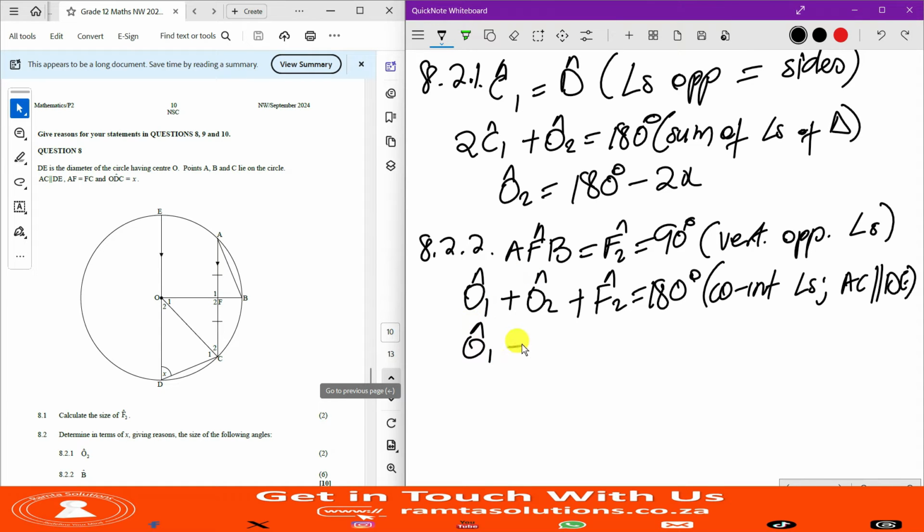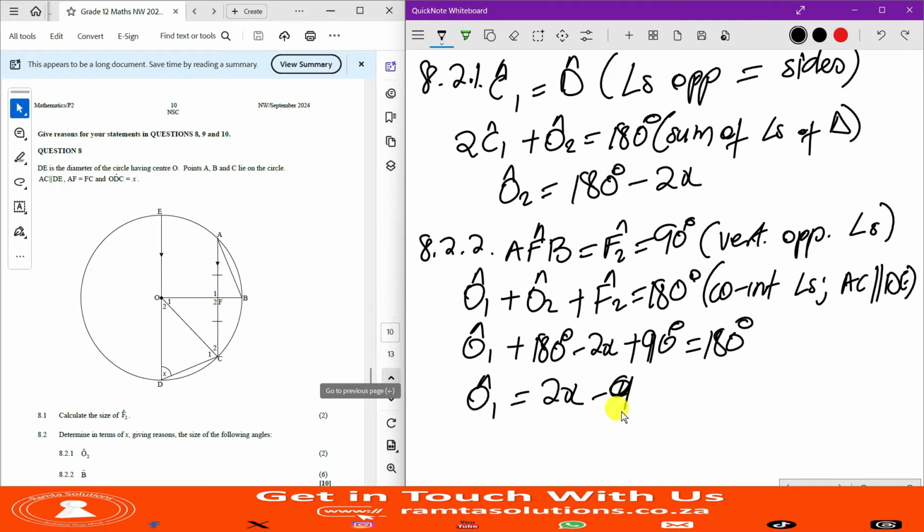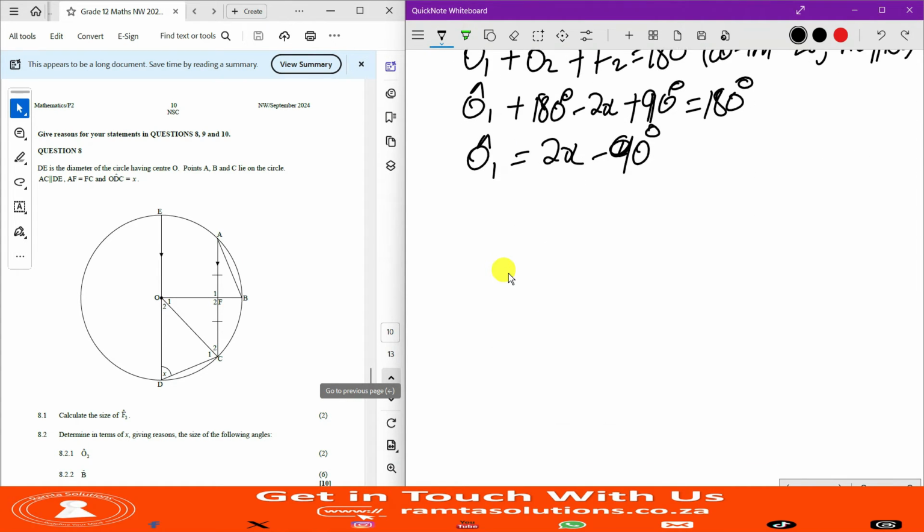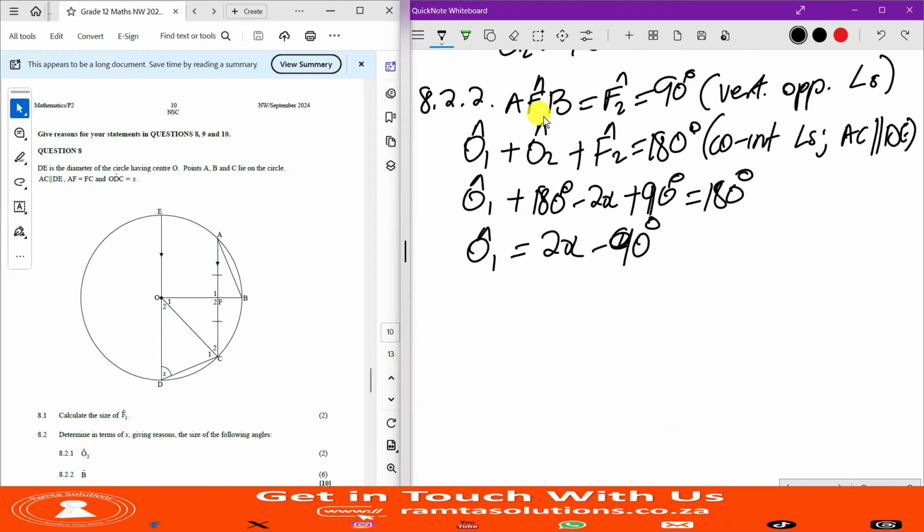But I know angle O2 is 180 degrees minus 2x. And I also know that F2 is 90 degrees. So I can confidently say angle O1 is 2x minus 90 degrees. Proceeding, angle O1 is 3x minus 90 degrees.